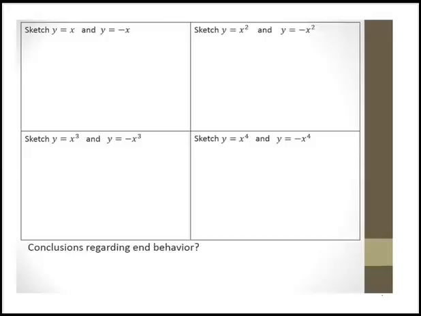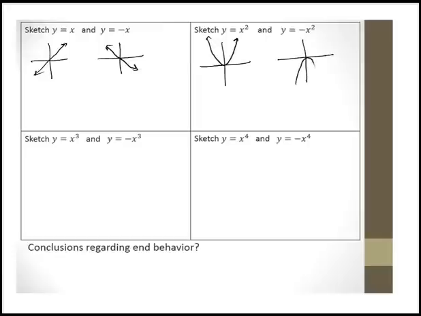All right, now what about end behavior? Well, if we have y equals x and y equals negative x, y equals x looks like this, and y equals negative x looks like this. Then y equals x squared and y equals negative x squared. Y equals x squared is a parabola opening up with vertex at 0, 0. Y equals negative x squared is a parabola opening down with vertex at the origin.